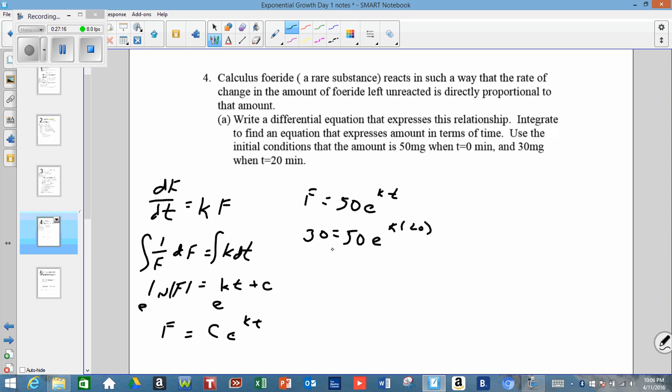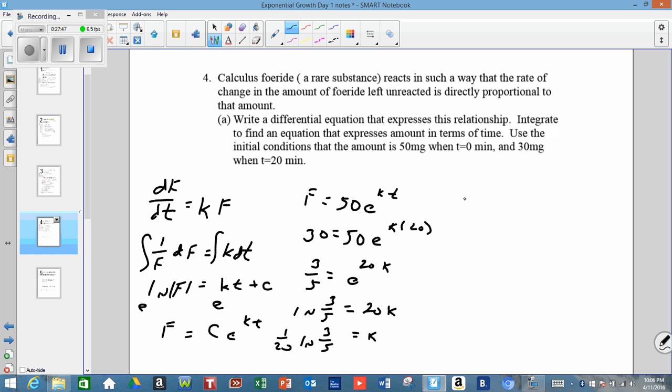All right, let's get this k value. Divide by 50 on both sides. That will give us 3/5 when we simplify, equals e to the 20k. To get the 20k out, we natural log both sides. Natural log of e to the 20k is just 20k. And then dividing both sides by 20 is like multiplying by 1/20. Natural log of 3/5. There's k.